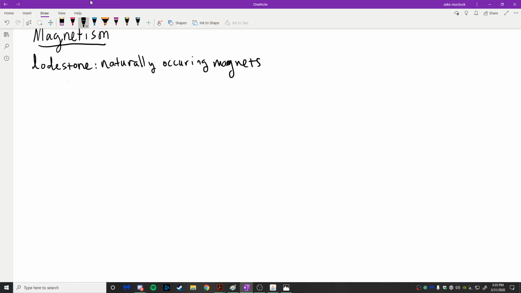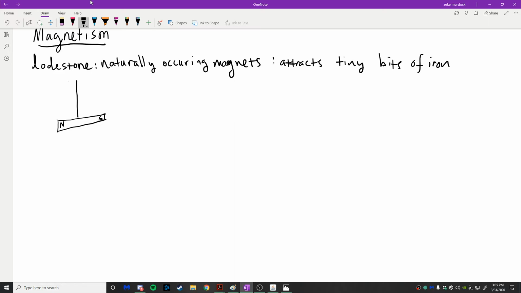So a lodestone was a naturally occurring magnet. Basically they just noticed that this could attract little tiny bits of iron. That's all they really knew about it. Now eventually, people started to get clever, and they started to say, suppose I take one of these and suspend it in midair. I'm going to use the modern notation, which is that we call one end of the magnet a north pole, and the other end a south pole.